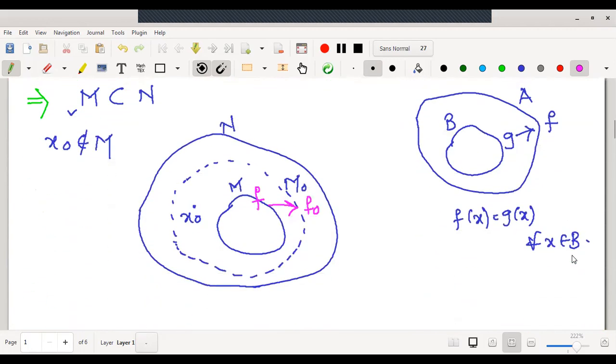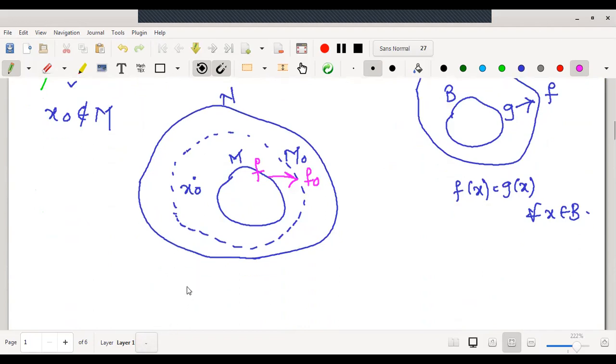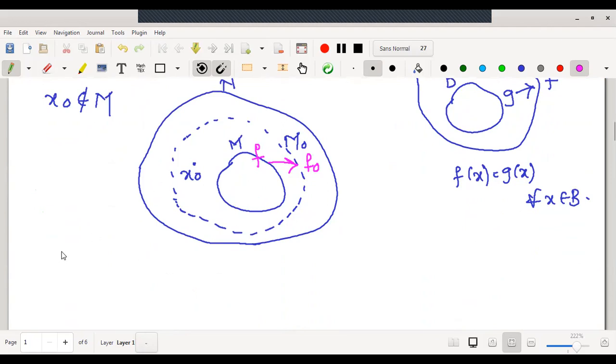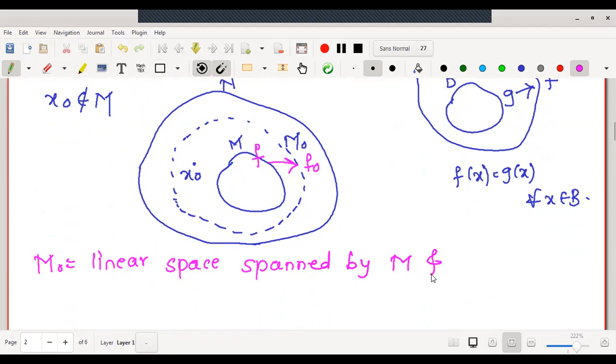Here I have drawn a neat sketch in order to understand the statement very clearly. Okay, coming to the proof, what is given? M naught is the linear space spanned by M and x naught.